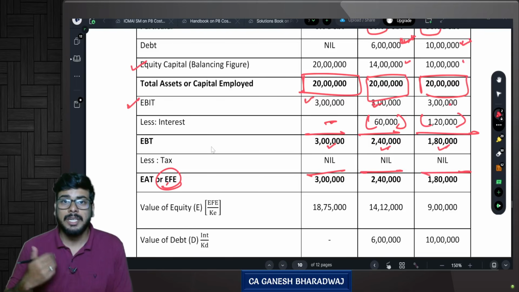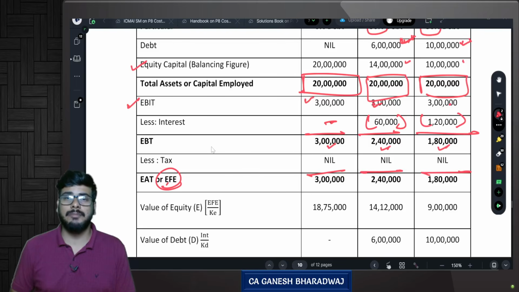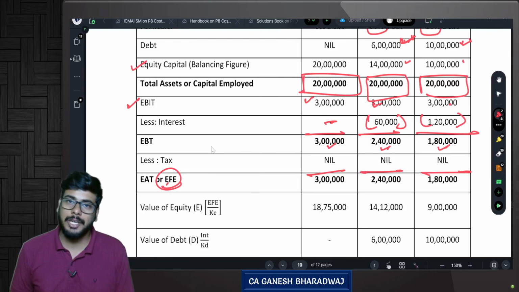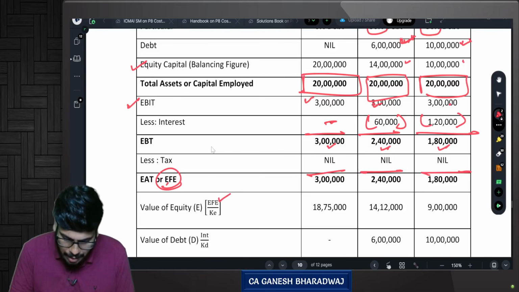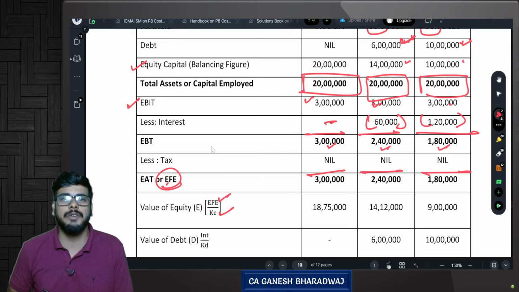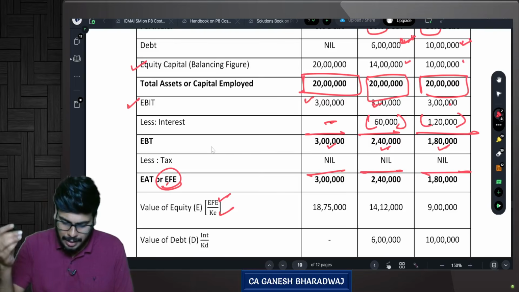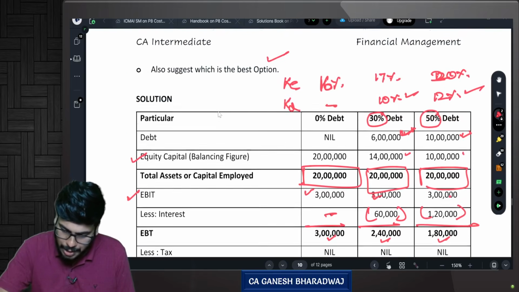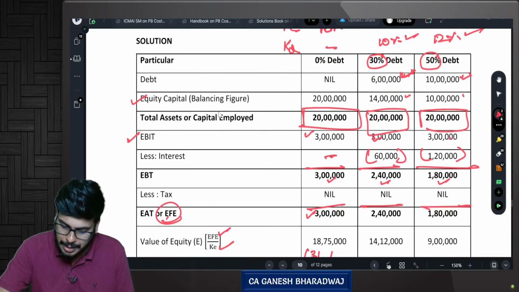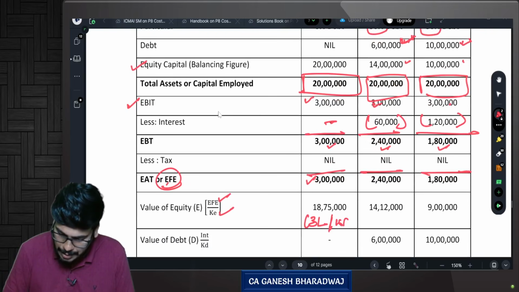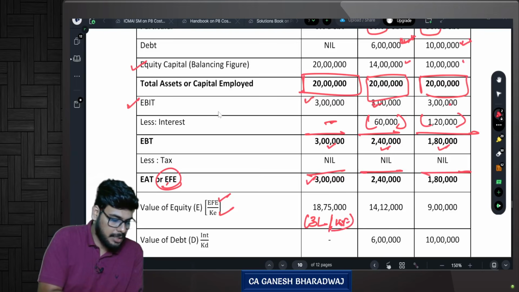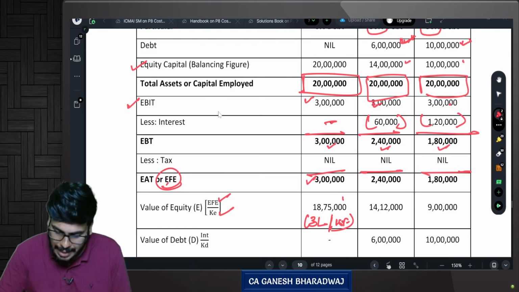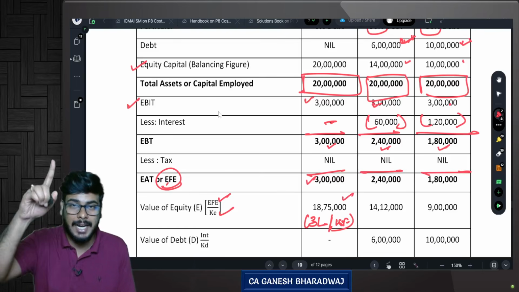Now, can we say the value of the firm is nothing but value of equity plus value of debt? Yes. Do we have the value of equity? Can we calculate the value of equity? Yes. How can you calculate the value of equity? Value of equity is nothing but earnings for equity divided by cost of equity. Yes or no? EFE divided by KE. Correct? EFE is how much? 3 lakhs. So 3 lakhs divided by what is your KE here? KE is going to be 16 percent. So calculate and tell me 3 lakhs divided by 0.16. It's going to be 18 lakh 75,000. This is the value of equity under the present proposal.